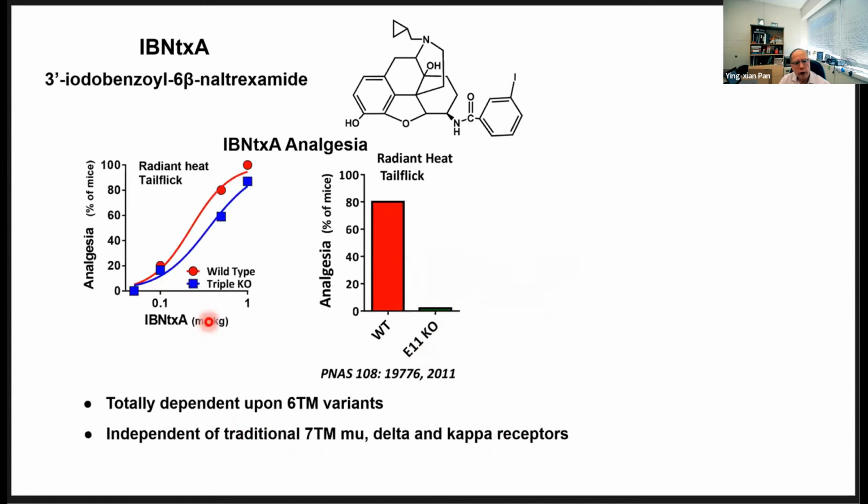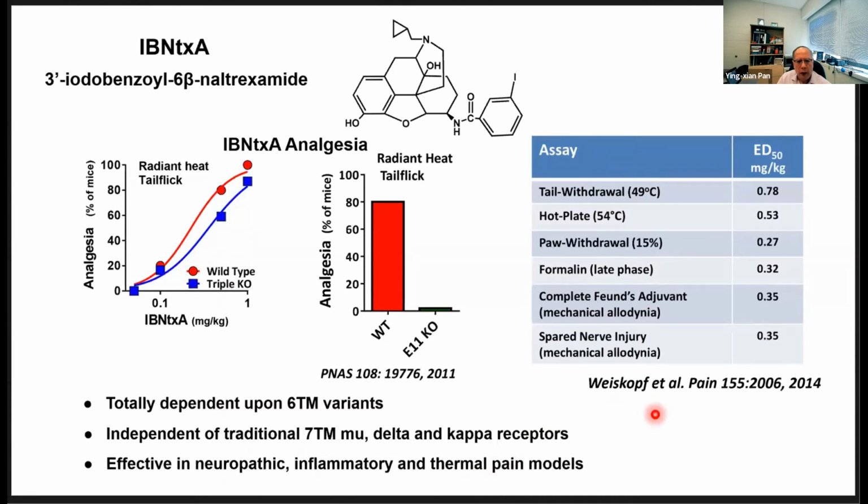As I mentioned before, we have a triple knockout, shown with blue dots here. When we use IBNtxA in the triple knockout, we see analgesia similar to the wild type animal. Keep in mind that in the triple knockout, the only receptor remaining is the 6TM variant. So this data suggests the IBNtxA analgesia is independent of the traditional 7TM mu opioid receptor, delta, and kappa receptors.